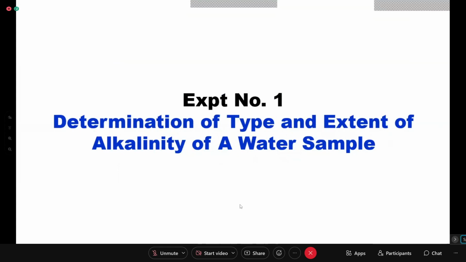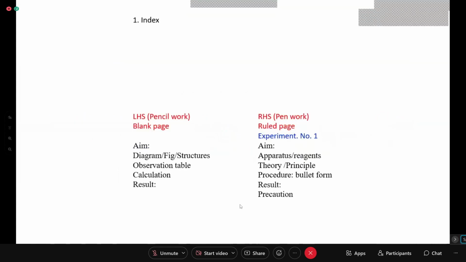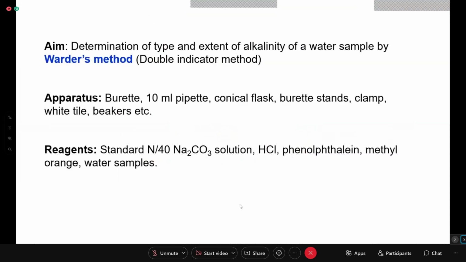Okay. Now this is what I initially told you: what will be on your left hand side, and what will be on the right hand side. Pencil work on the left, pen work on the right side. Then the burette method and the burette table.